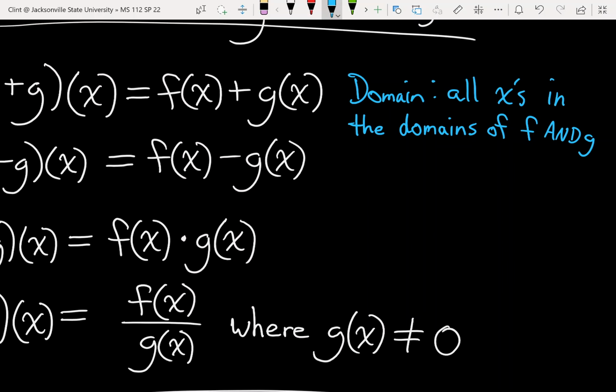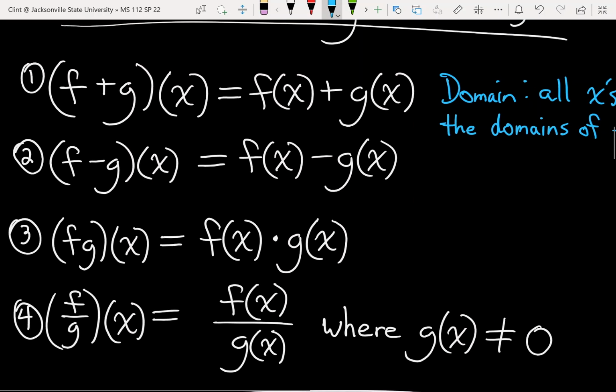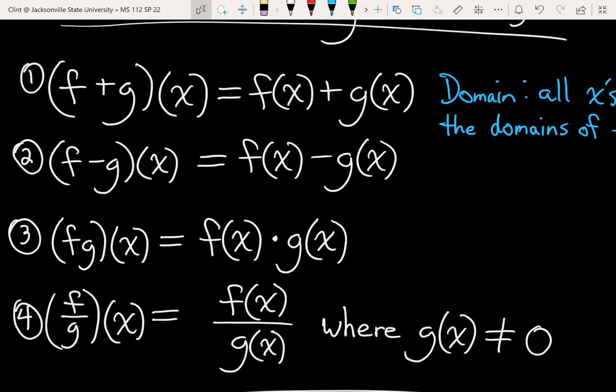Okay. So the way we figure these things out, if we're about to make a new function, then what we can do is write down the domain of f, write down the domain of g, and look to see where they overlap. Anything that's in both of these domains is going to be in the domain of the new function. And it turns out that's true for the first three. So if we add two functions, subtract two functions, or multiply two functions, the way we figure out the domain is it's all the x's in the domain of both the functions that we use to make the new function.